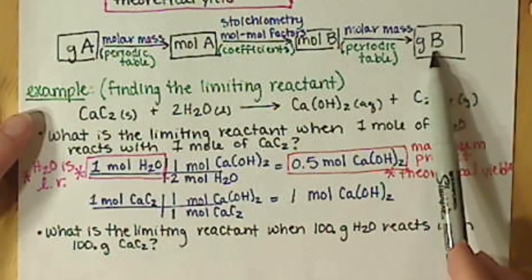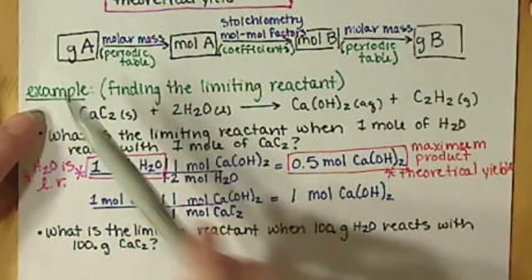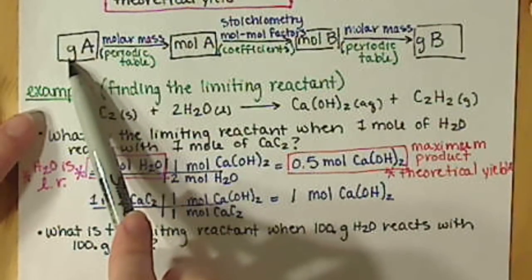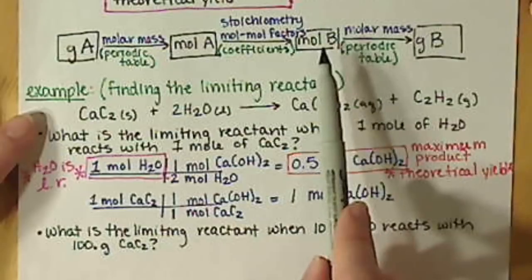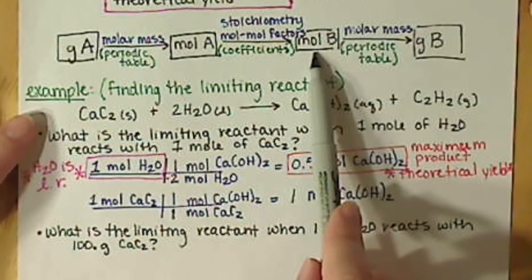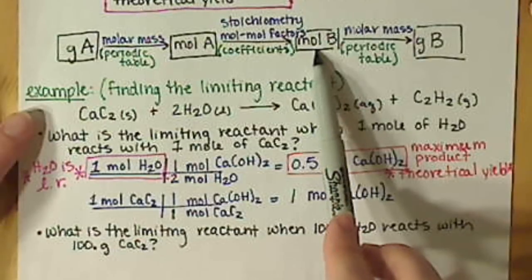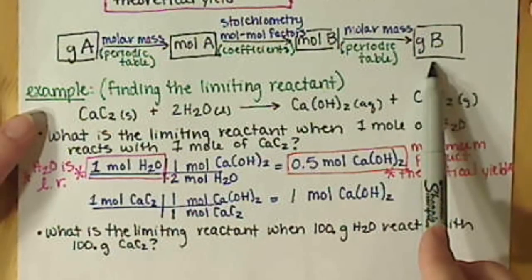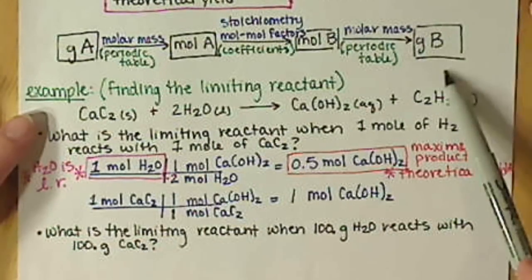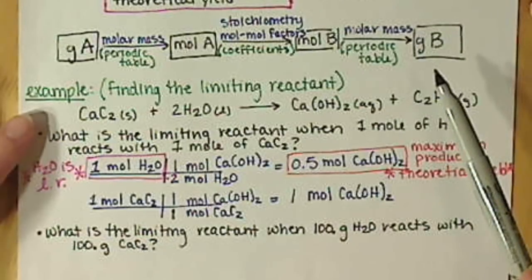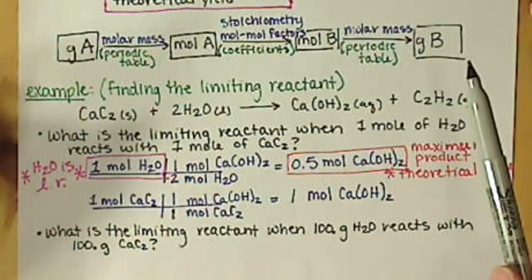Then the second calculation, we're going to start with our 100 grams of calcium carbide. So that'll be our grams of A. Then we'll convert the 100 grams of calcium carbide to moles of calcium carbide, then to moles of the same product that we did for the previous calculation with the water. So moles of calcium carbide to moles of calcium hydroxide, and then to grams of calcium hydroxide. Then we can compare the grams of calcium hydroxide from both calculations to figure out what's our maximum product, in other words, what's our theoretical yield, and then therefore that will show us what our limiting reactant is.